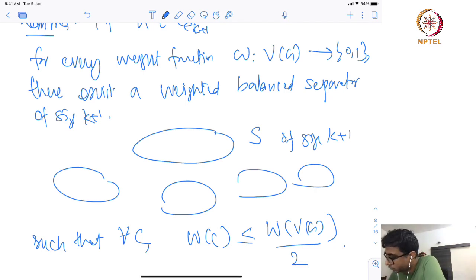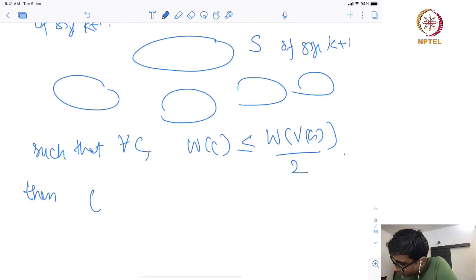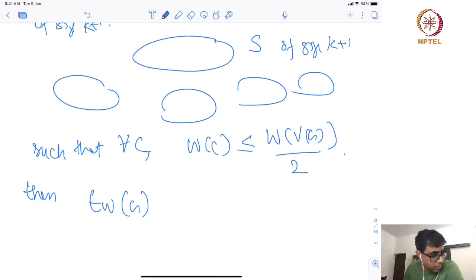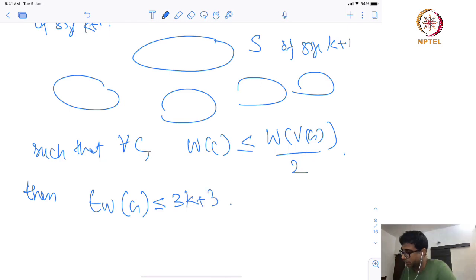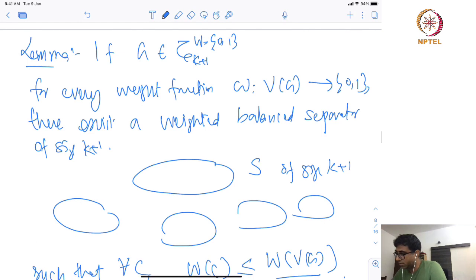Okay, that is it. If G has this, then I am going to show to you first that the tree width of G is at most 3k plus 3. Okay? So let us try to understand what it says.